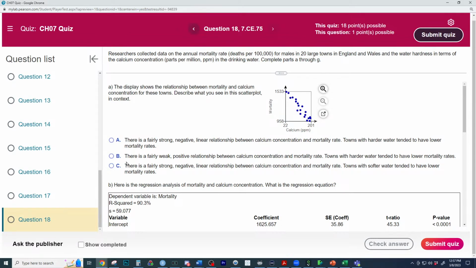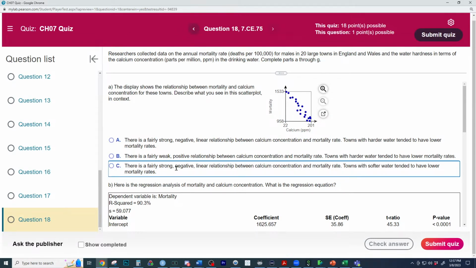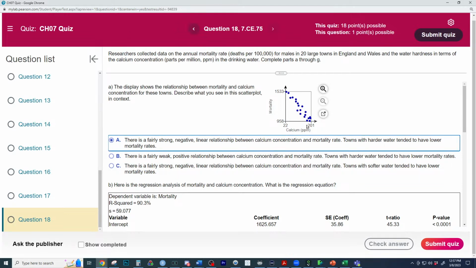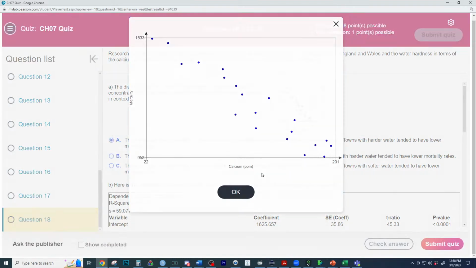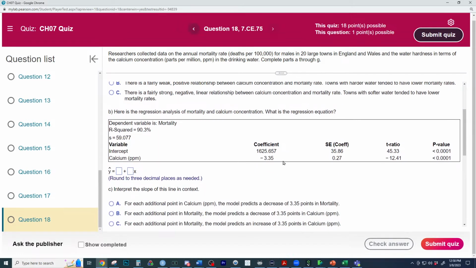So it is definitely negative, and there's a fairly strong negative linear relationship. Towns with harder water, this is where you have to know what harder water means. Harder water means there's more calcium, so towns with harder water generally have lower mortality rates. So harder water means more calcium in the water. Calcium is a mineral that makes water hard.